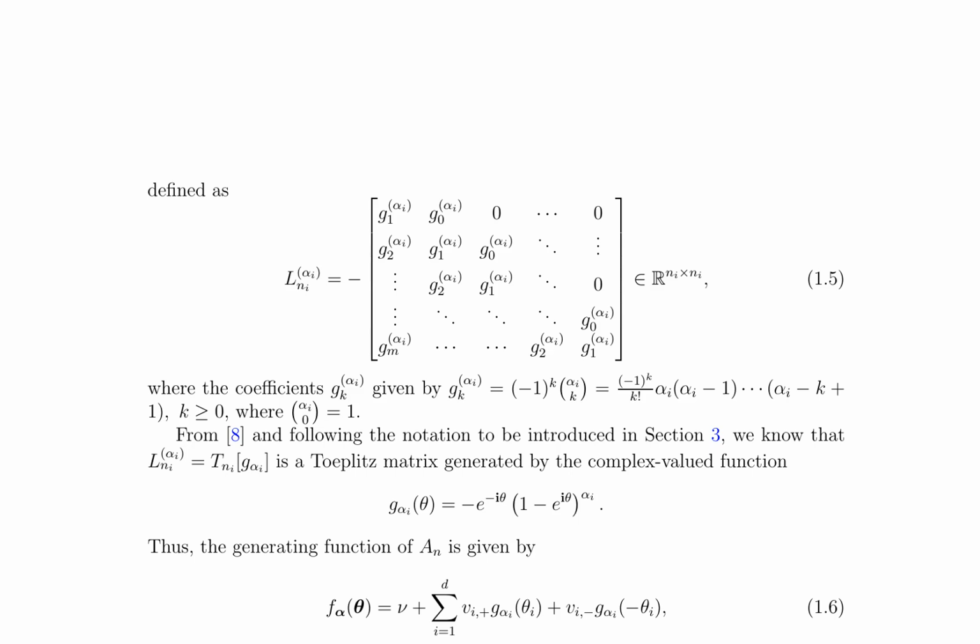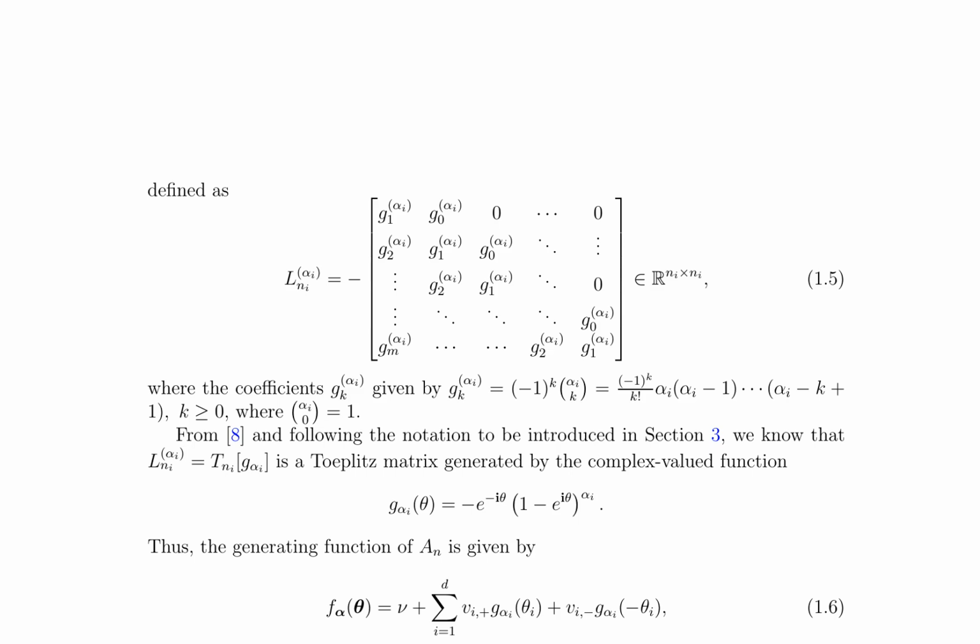and Toeplitz matrices. The generating function of the matrix is given by f(alpha, theta) equals nu plus the sum from i equals 1 to d of g(alpha_i, theta_i) plus v g(alpha_i, theta_i). To solve the system, the MINRES method is employed, and a novel preconditioner is sought to expedite convergence.